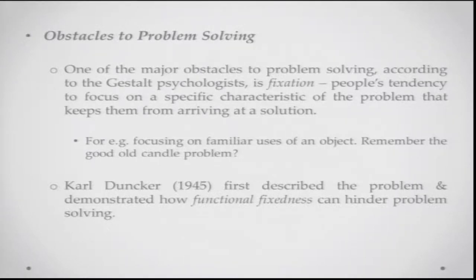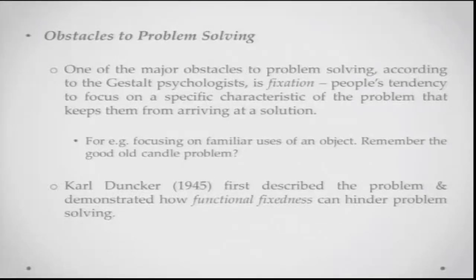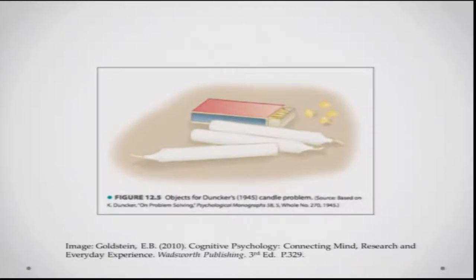This candle problem was first proposed by Karl Duncker in 1945, and it serves as a demonstration of how functional fixedness, or fixation to a particular way of doing things, can hamper somebody's problem solving abilities. Just to give you a cue, there's a candle, there's a matchbox, and there are these pins, tacks, as you may call them. And the problem is basically to fix the candle to the wall in such a way that no wax falls on the ground. So this is the problem statement.